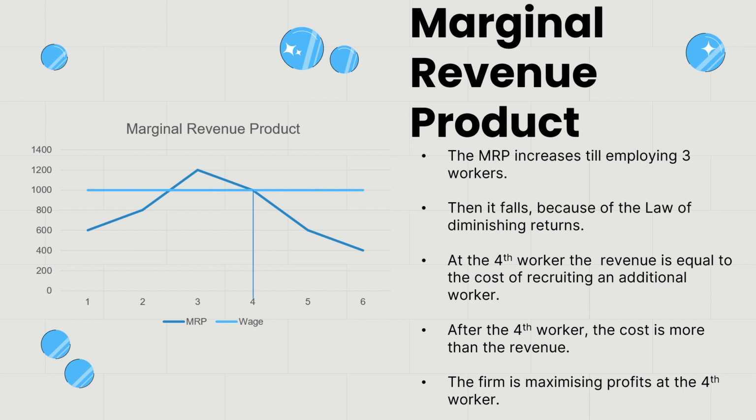MRP increases until employing three workers, then it falls because of the law of diminishing returns. At the fourth worker, the revenue is equal to the cost of recruiting an additional worker, and after the fourth worker, the cost is more than the revenue. So the firm is maximizing its profits at the fourth worker.